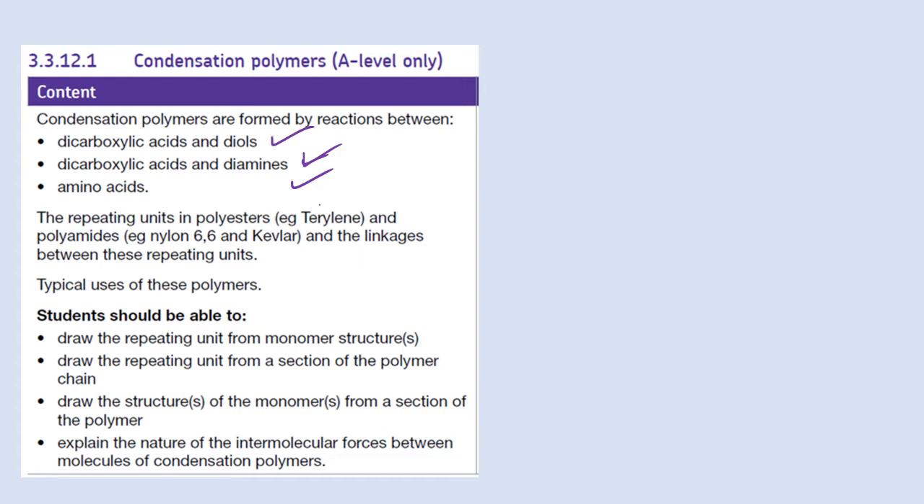We're going to look at 3 specific examples. You do actually need to know the structures of these, unfortunately, so it's probably worth making yourself some revision cards on Terylene, the structure, and particularly the nature of the intermolecular forces. And also we're going to look at Nylon 6,6, there's a bit of a clue in the name, and we'll look at Kevlar. Okay.